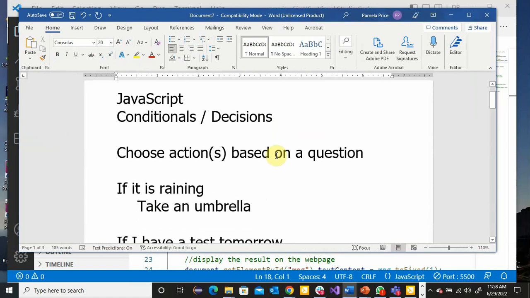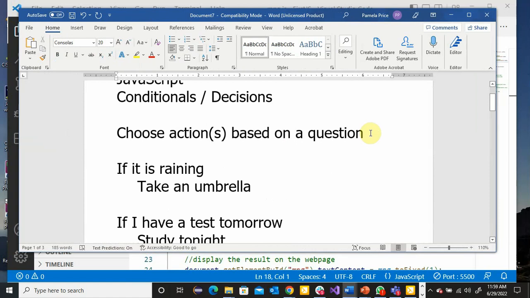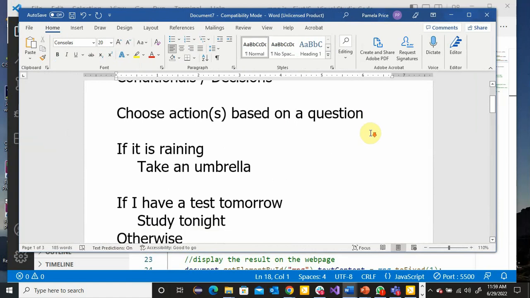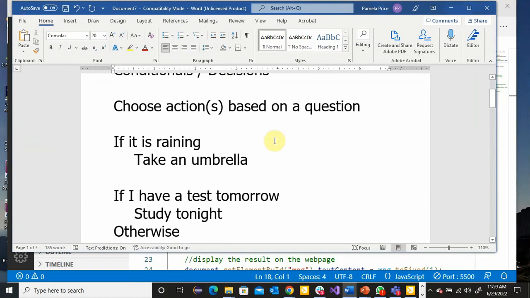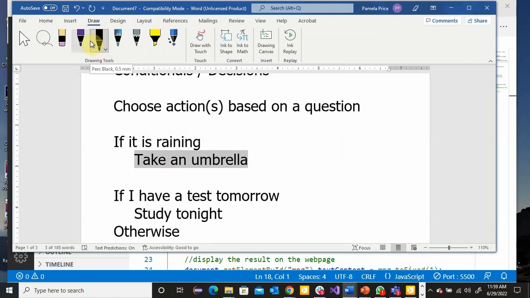This is how you are able to have your program choose actions based on a question. We do this in our everyday life. You tell yourself, if it's raining, then take an umbrella. So that's an action that you are making a decision whether or not to do, based on the question of, is it raining, right?